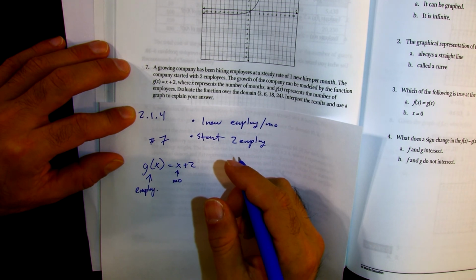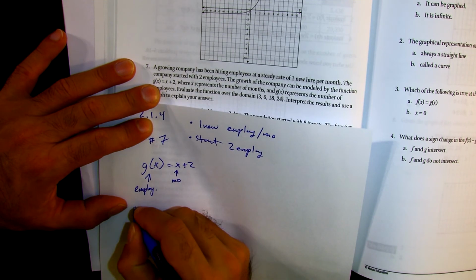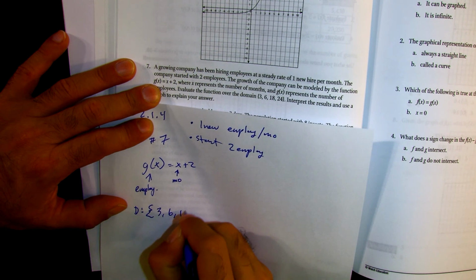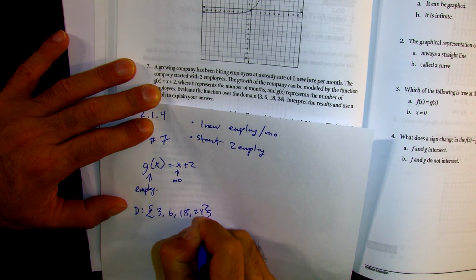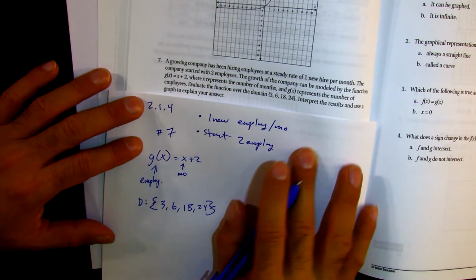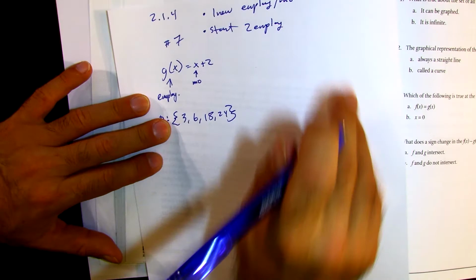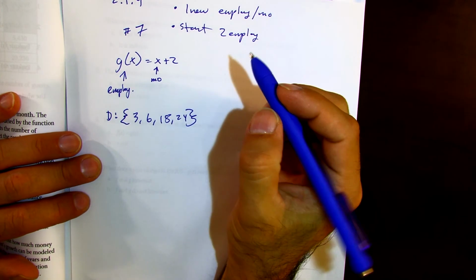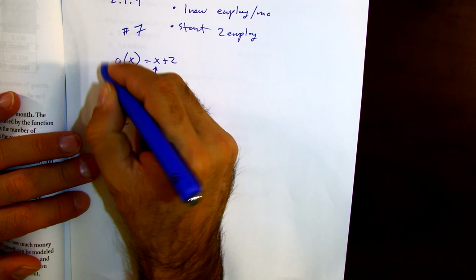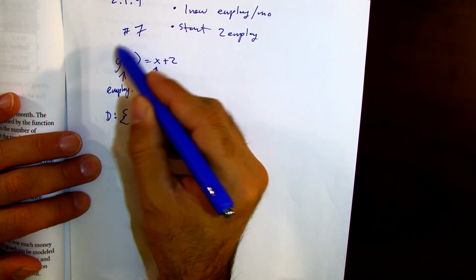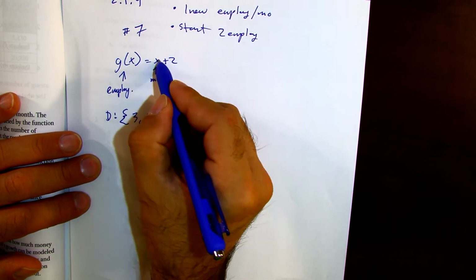Evaluate the function over the domain. So then we're given a domain of 3, 6, 18, 24. Interpret the results and use a graph to explain your answer. Okay, so we have this all ready to go now. We know we're looking at this function. We're given information that g of x is going to tell us how many employees we have. X is the number of months.